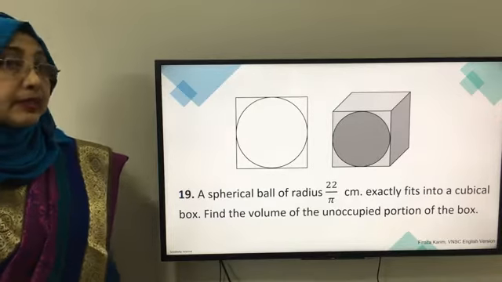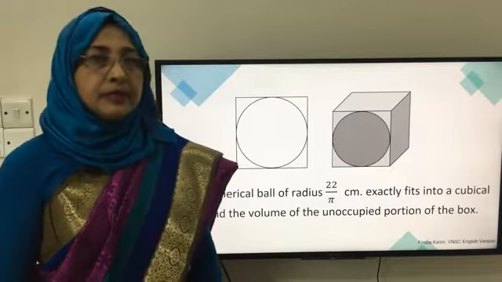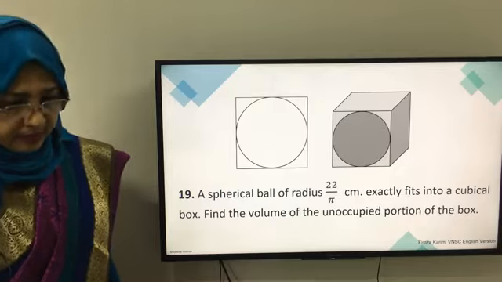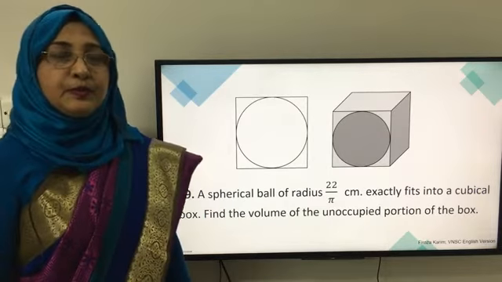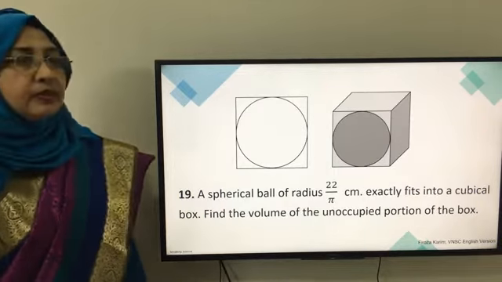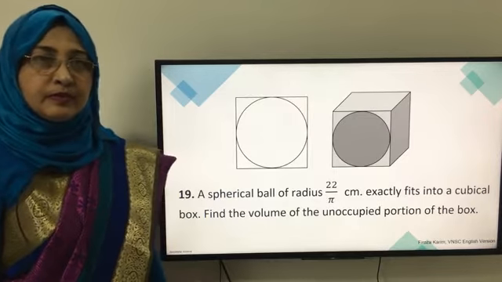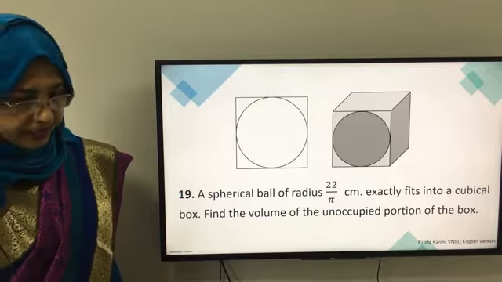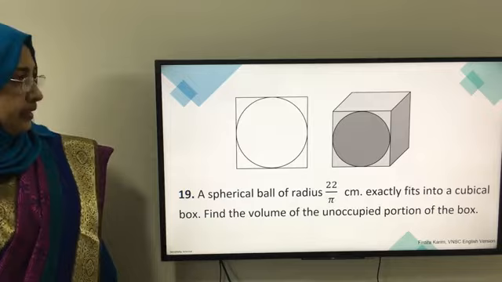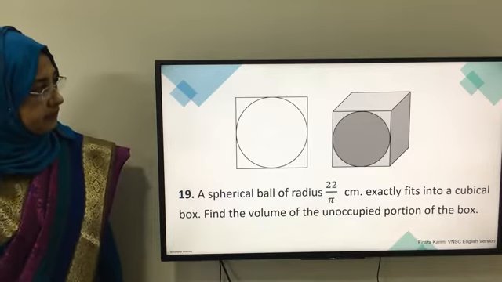Yes, I'm doing number 19. I'm keeping number 17 and 18 for you. That means those two will be your homework. Try them yourselves.